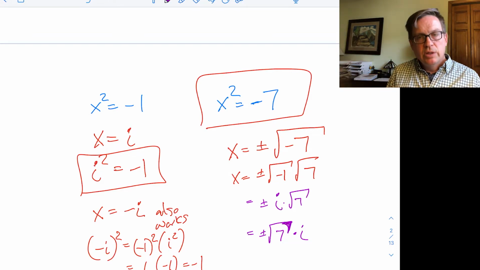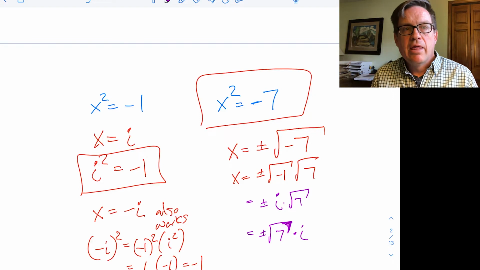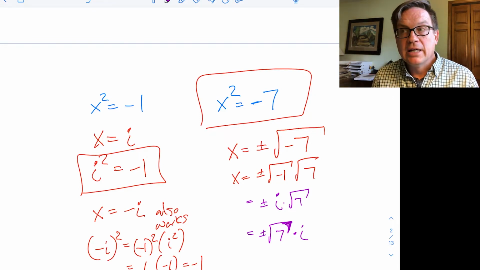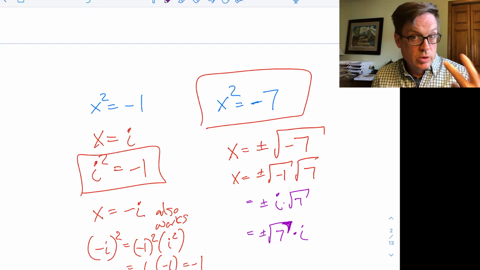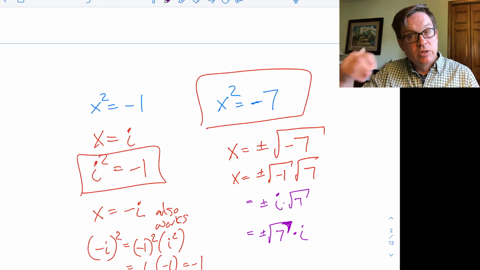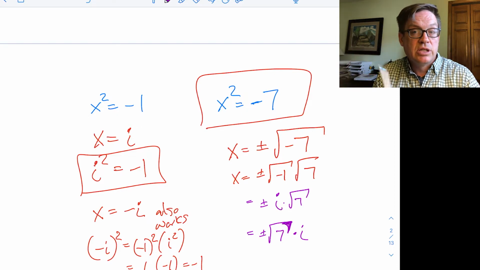But all we're doing is finding some number that when we square it, we get -7. And so the square root of 7 is something that when you square it, you get 7. And i is something that when you square it, you get -1. So when you multiply those, you get -7.